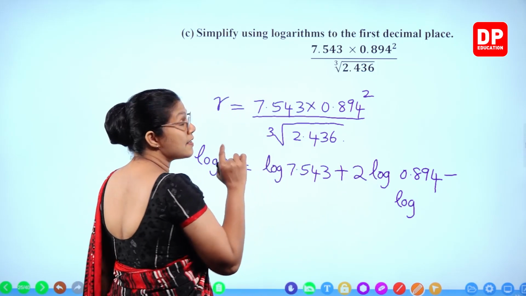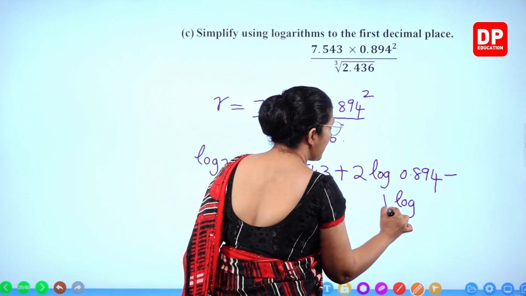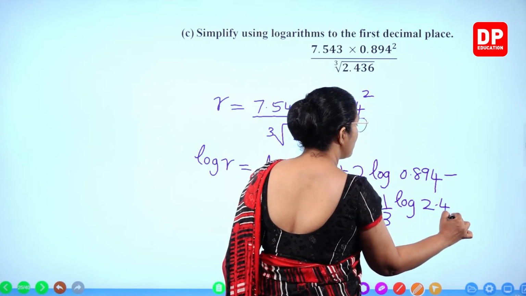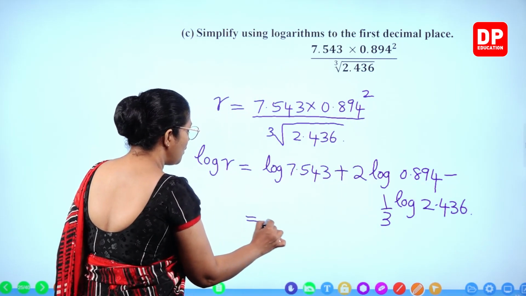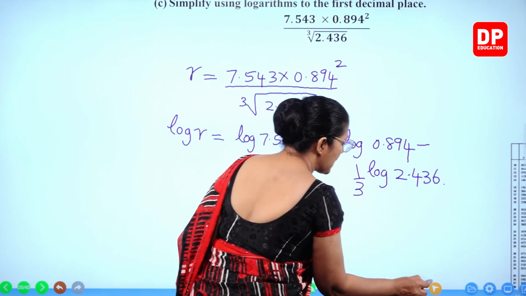And this is cube root. Cube root means power 1/3. 1/3 I can take it out. 1/3 log 2.436. Now what you have to do? You have to refer log tables. But before that, we'll write down the mantissa.